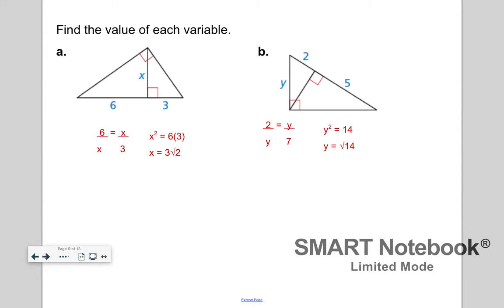All right. Here are the answers with work shown. So push pause if I'm going too quickly.